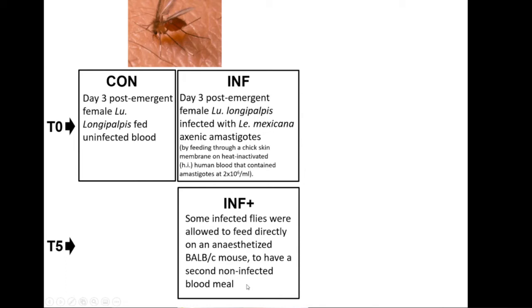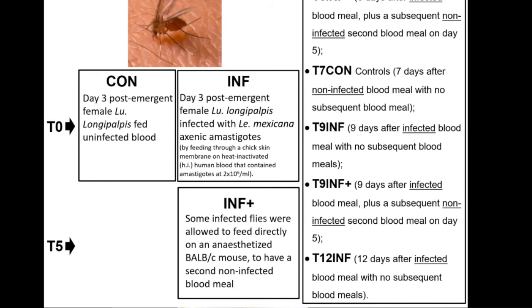And the 5 groups that we are looking at in our CT study are shown here. So T6 denotes 6 days. This is when they were killed and scanned, 6 days after infection. And this with a plus sign shows that it had a second blood meal, non-infected blood meal.